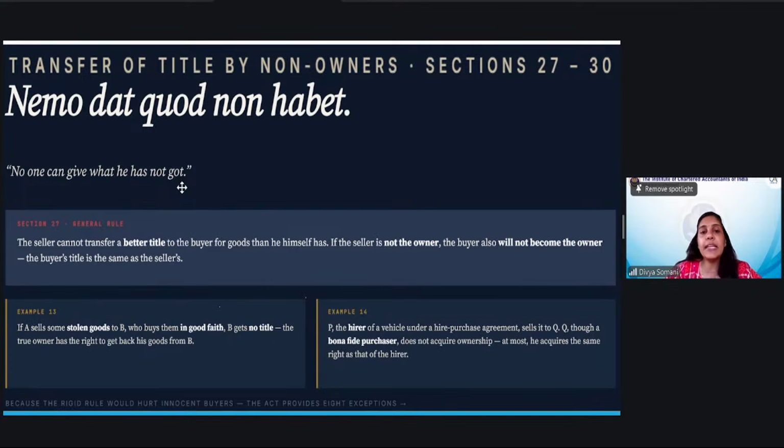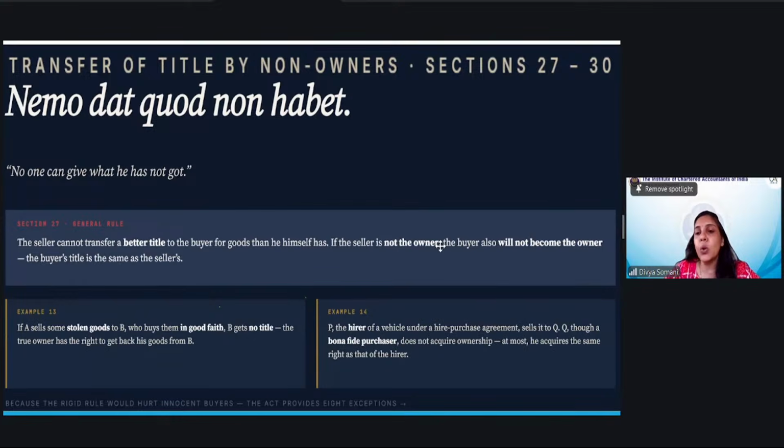जो आपके पास है ही नहीं वो आप किसी और को कैसे दोगे? So unless you yourself have an ownership right, only then will you be able to pass it on to another. That is what is mentioned in this section 27, which is the general rule. The seller cannot transfer a better title to the buyer for the goods than he himself has. So whatever he has, that only he can transfer to the other person.